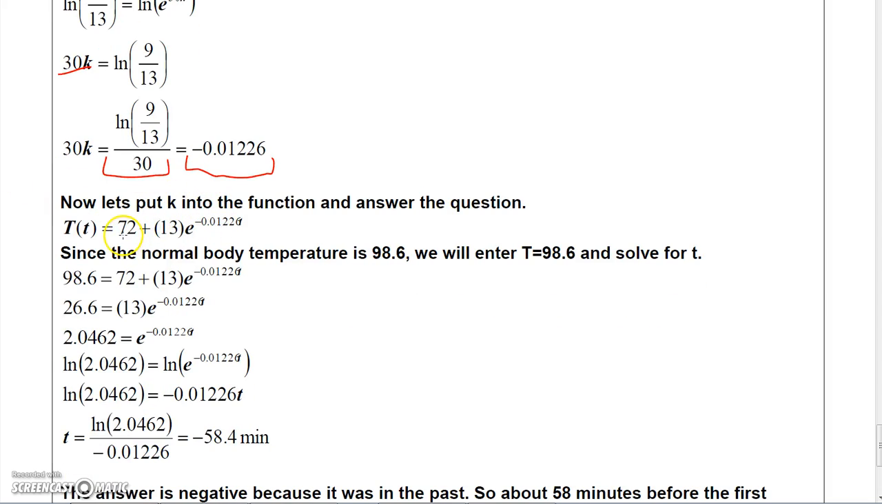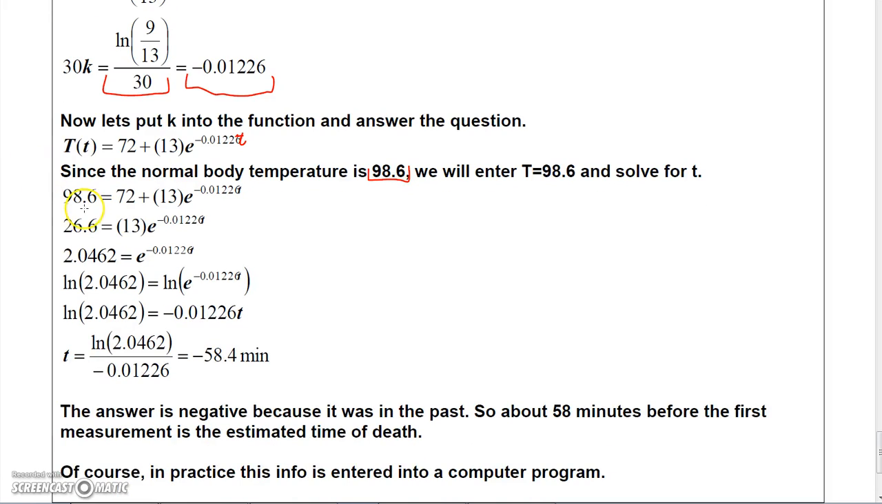So now let's put k back into the function. So I have 72 plus 13 e to the negative 0.01226 t. The t is kind of hidden there. All right, now we know that normal body temperature is 98.6 degrees. So that's what we want to do. We want to find at what time the normal body temperature is 98.6 degrees. So we put 98.6 now, and we're going to solve for this t.